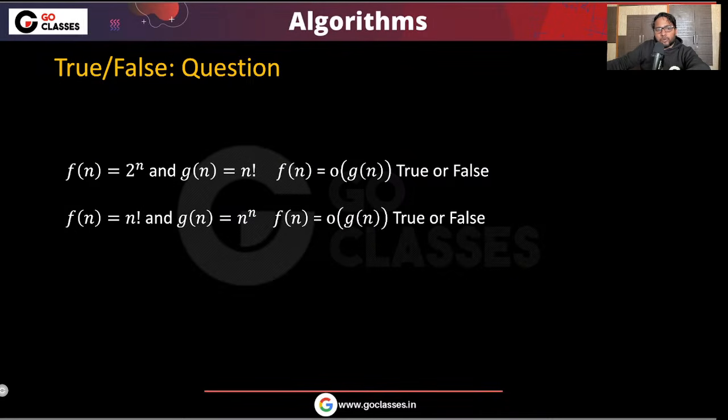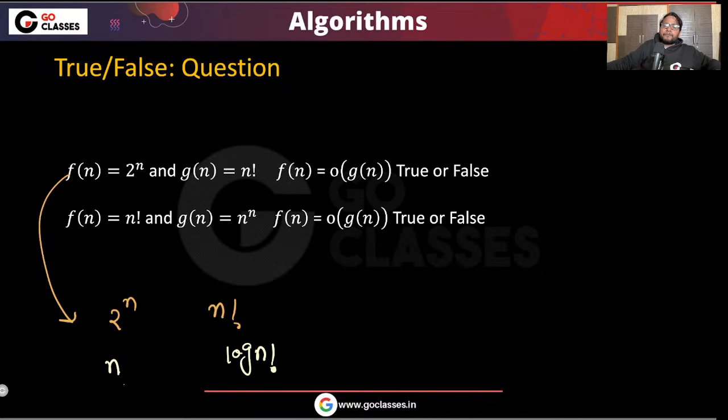Now let's just see this question. Can you tell me this is true or false? Can this n factorial be strictly greater? Let's just take the log. If you take the log here, this is 2 power n, this is n factorial. If you take the log, then what will happen? This will be n log 2, which is basically n, and it will be log n factorial. So which one is greater?